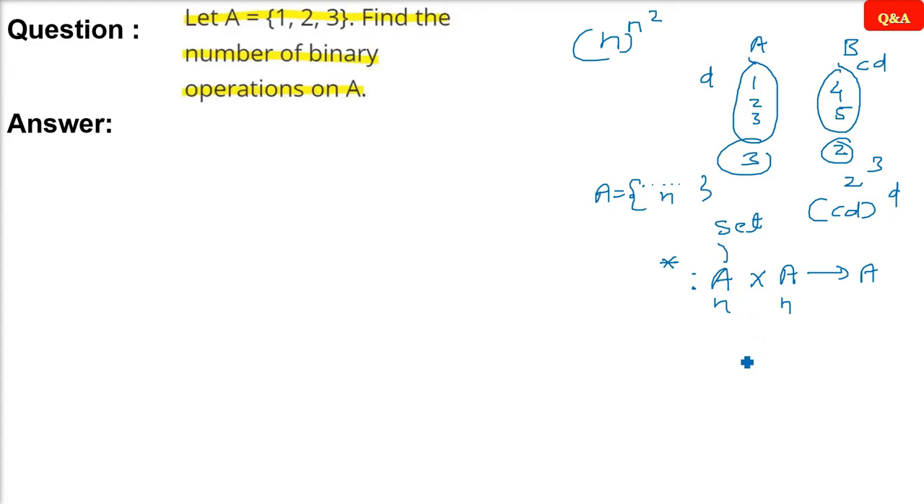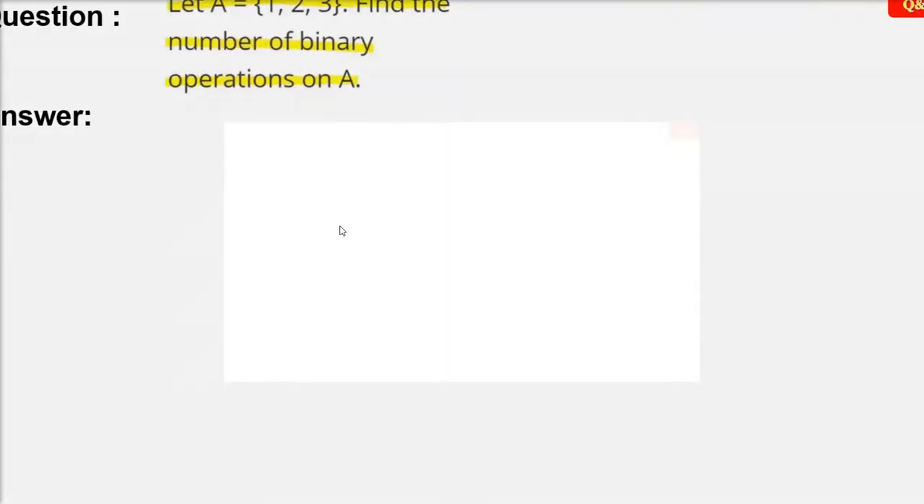Because both inputs should come from A cross A, that is the Cartesian product, so n square, n into n is n square. So n square are the possible values of the domain. How about the codomain? It is n because A has n elements. So as I said, codomain to the power domain. So you have codomain as n, and n square is the domain value. So n to the power n square. That is how it is formed.